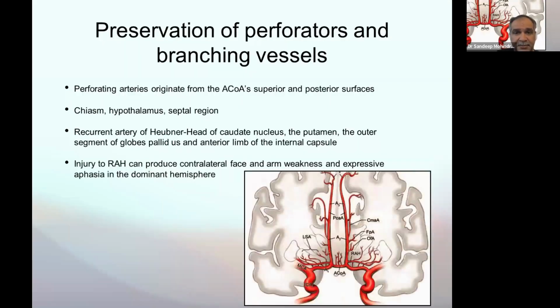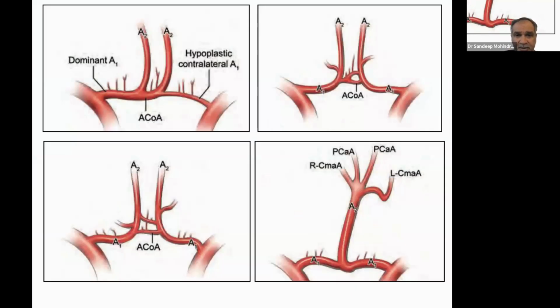Preservation of perforators and branching vessels. Perforating arteries originate from the ACOM and its superior and posterior surfaces, as demonstrated already in the first presentation. It was very nicely done. Chiasm, hypothalamus, septal region, recurrent artery of Heubner, head of caudate nucleus, putamen. All these things have already been covered. I'll move ahead. So this part has already been described.